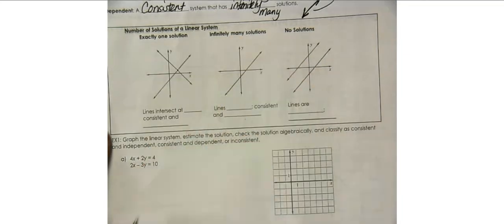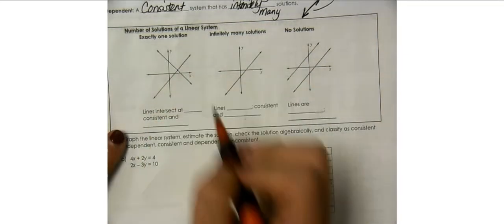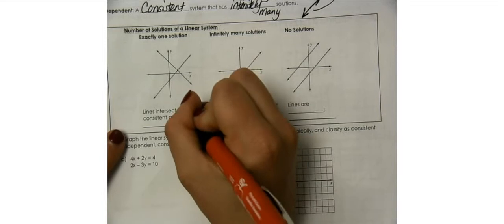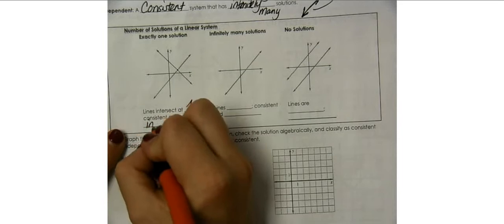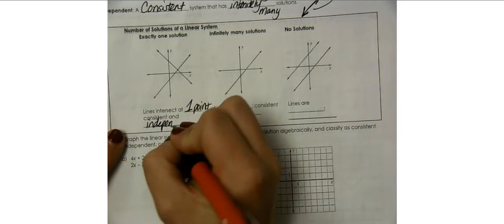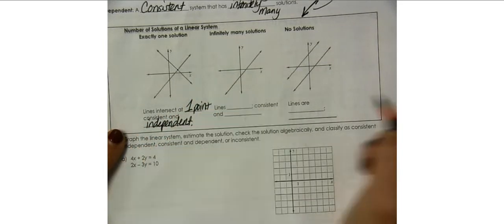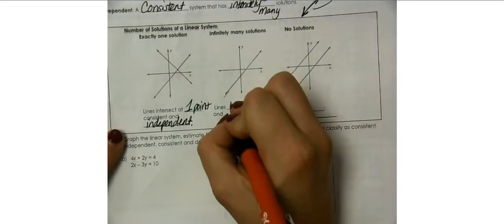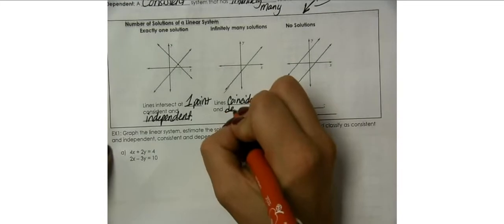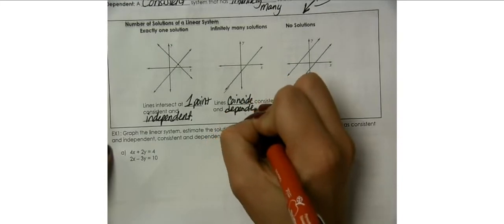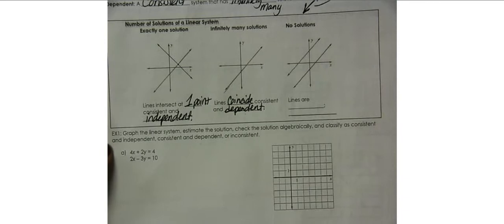So I have two lines that are going in their own directions, and they intersect at exactly one point. That is called consistent and independent. Next, we have a line on top of a line. These lines coincide with one another, and they are considered consistent but dependent. That's because they share every single point.